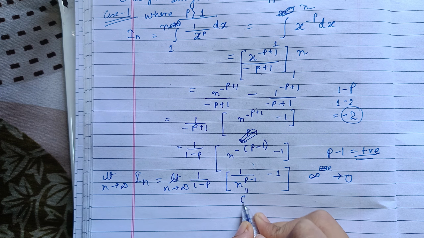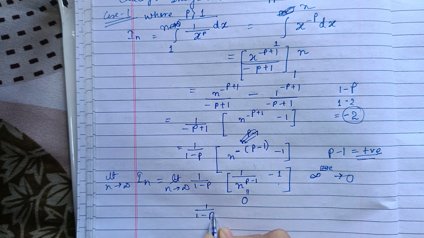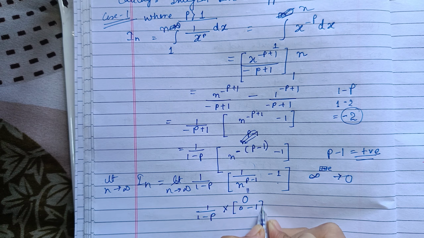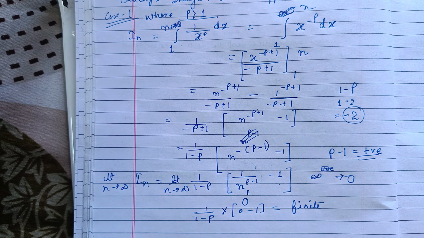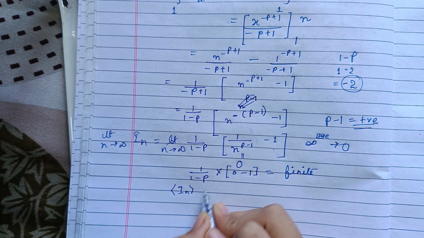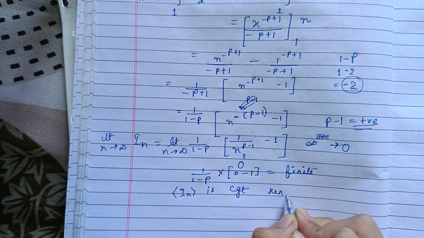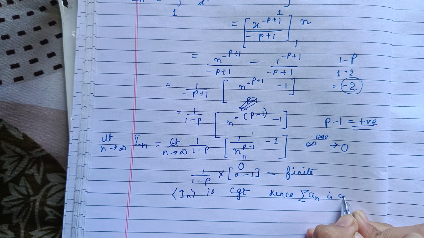So this will become 0 and this is finite. So 1 upon 1 minus p into 0 minus 1, which gives you a finite quantity. So we can say that this In is convergent, hence this series an is convergent.